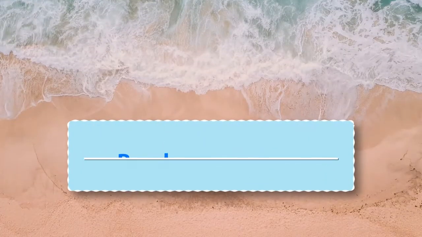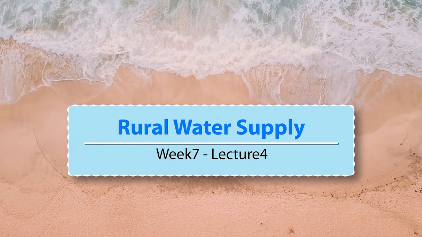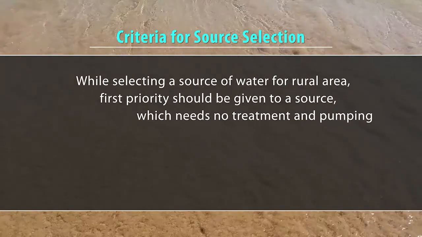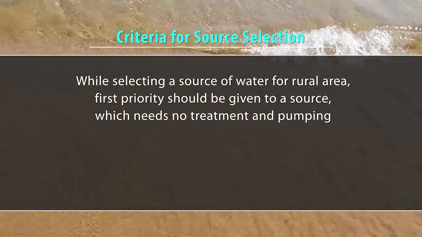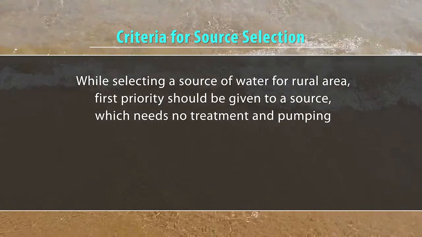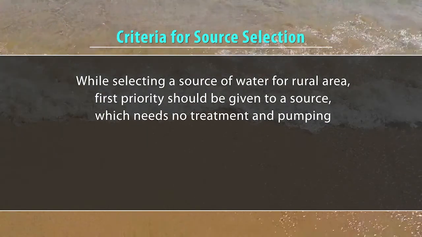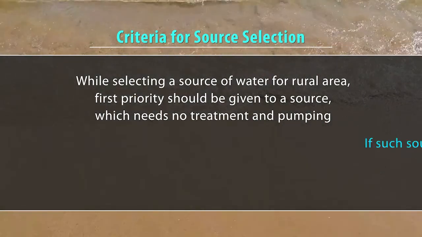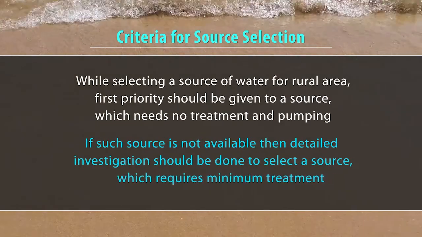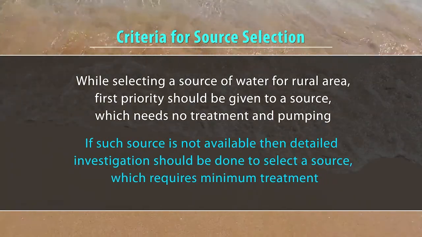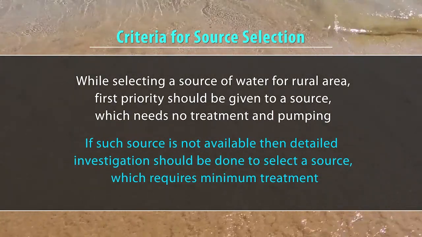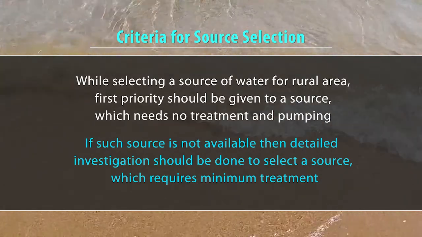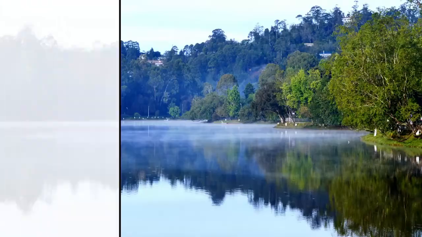Today we will discuss rural water supply. Criteria for source selection. While selecting a source of water for a rural area, first priority should be given to a source which needs no treatment and pumping. If such water is not available, then detailed investigations should be done to select a source which requires minimum treatment.